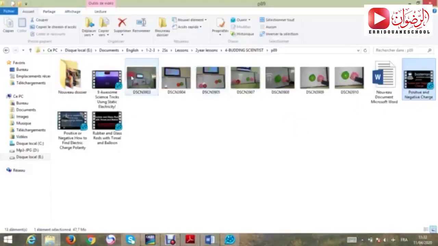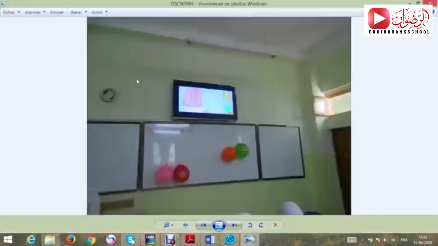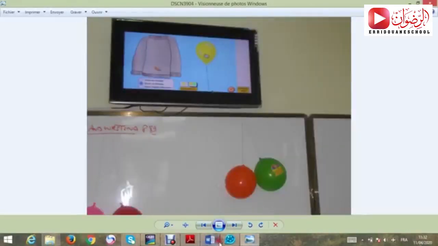We did an experiment last year in class, as you see here. So two balloons here, we rub them, they attract each other, which means they are positively or negatively charged because they attract each other. Let's see the second picture here.